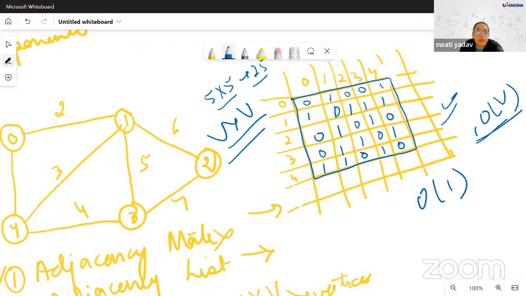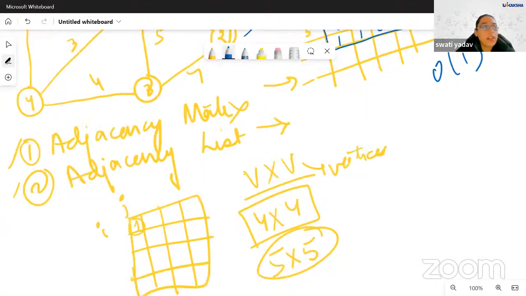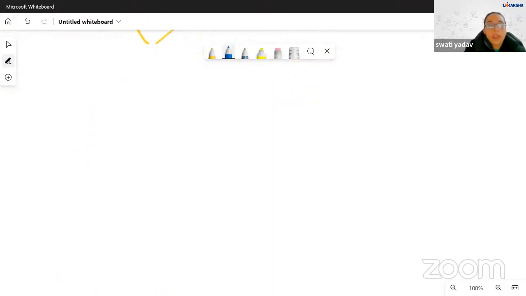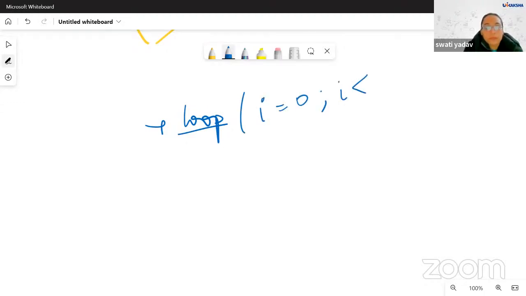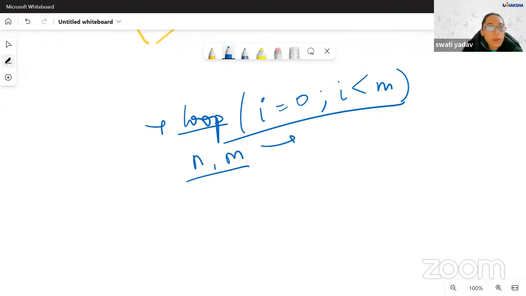So this is one example of adjacency matrix and how to implement that. If you have to take a look at the algorithm of it, it is pretty simple. You don't have to do much into it. You will just be running a for loop. Okay. So there is a loop that you'll run, let's say from 0 till M. Now, N and M, what are those? N is the number of vertices. And M is the number of edges.